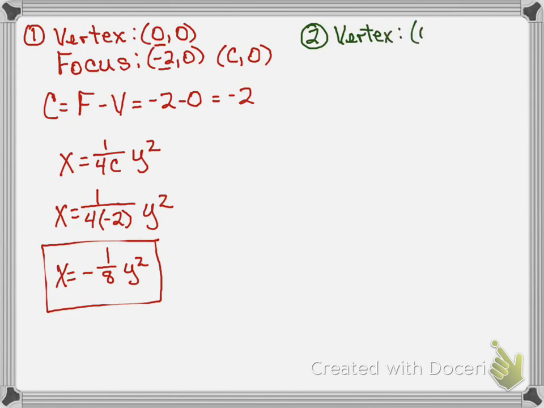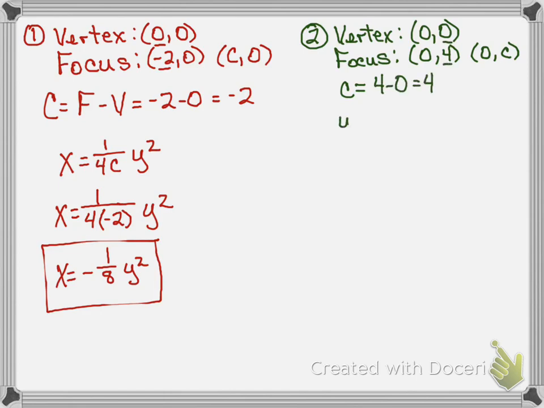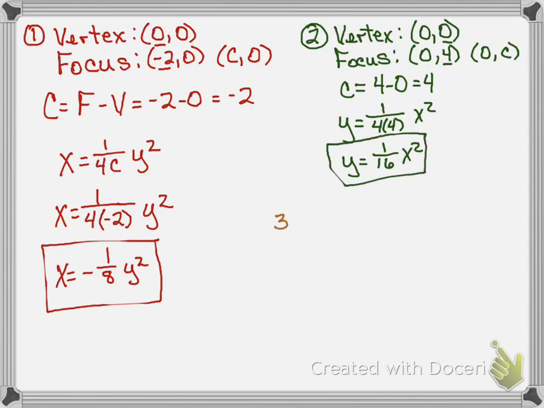Number 2, again, the vertex at the origin. Our focus is at 0, 4, which means our focus is at 0, C. C is 4 minus 0, and we find that in the y's. So C is equal to 4. We're using y equals for our formulas, so 1/4 times 4 x squared gives us y is 1/16 x squared.